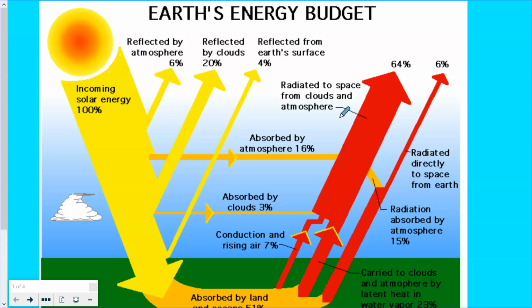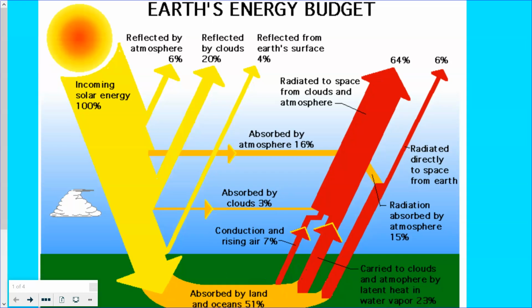So the third thing that can happen is that this can be absorbed by the land and the ocean. So that's our third thing that can happen to radiation as it enters the atmosphere. So those are the three things that are happening to all of that incoming radiation.